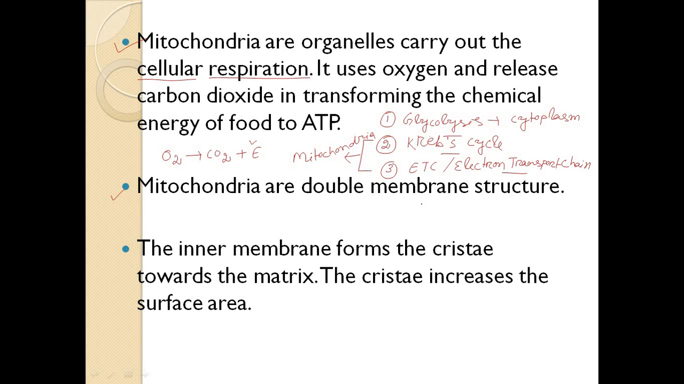Second point here: mitochondria are a double membrane structure. There are different cellular organelles, such as ribosome, endoplasmic reticulum, nucleus, chromosomes. Mitochondria, nucleus, and chloroplast are double membrane structures. That means it contains one inner membrane and one outer membrane. The inner membrane forms cristae towards the matrix. The matrix is present inside the mitochondrion. Cristae increase the surface area. The enfolding of the inner membrane forms the cristae.